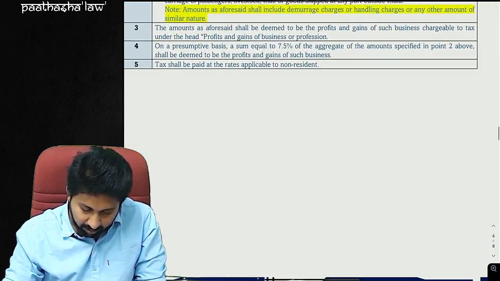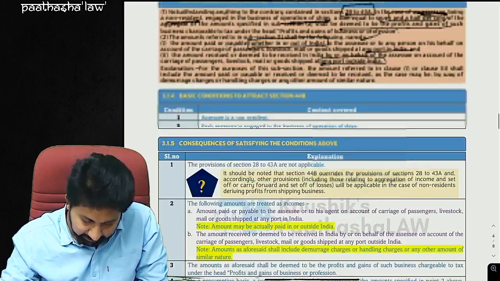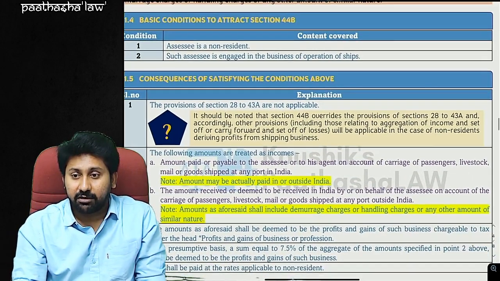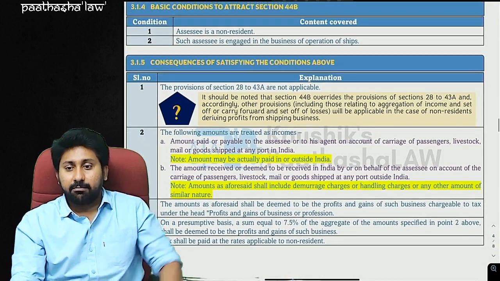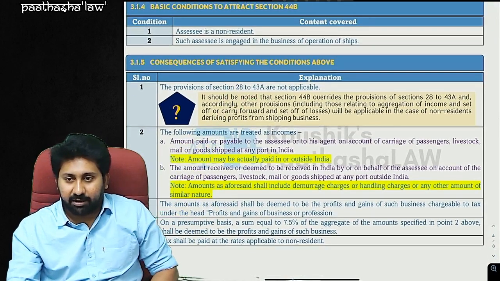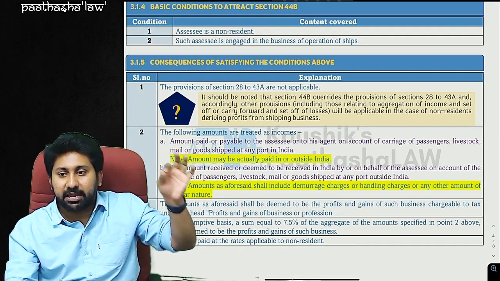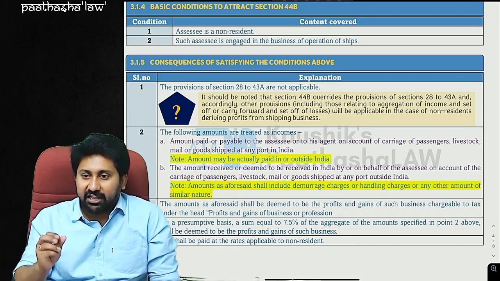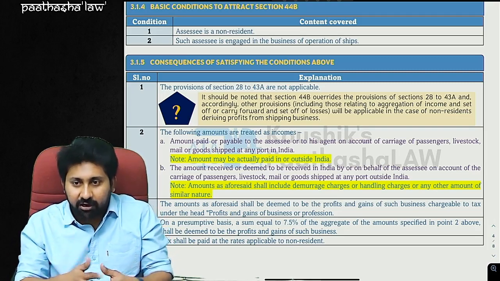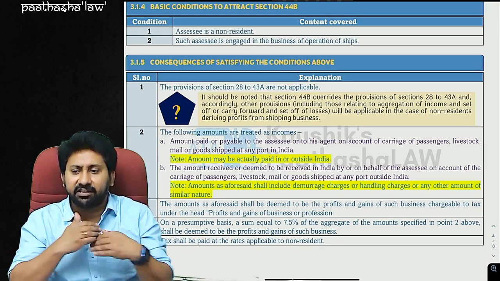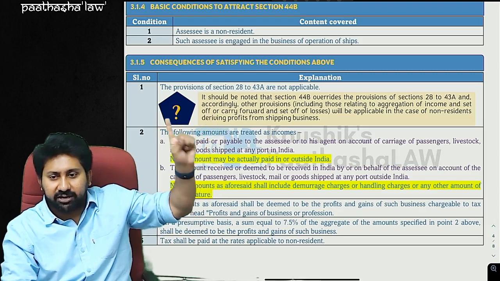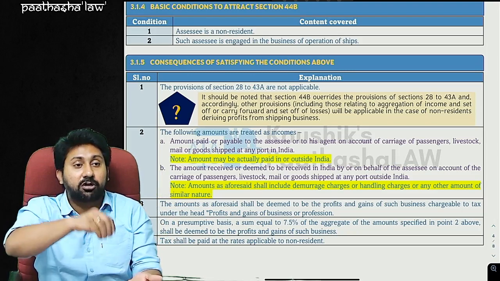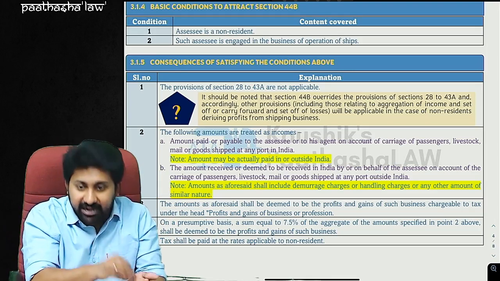So if you can observe here, to summarize everything: the assessee is a non-resident involved in operation of ships. Provisions of 28 to 43A apply. It should be noted that section 44B overrides the provisions of sections 28 to 43A, and accordingly other provisions, including clubbing of income, set off and carry forward of losses, everything is applicable. The following amounts shall be treated as income. Very, very important: under 172, freight for goods, passengers, livestock, mail shipped in India.